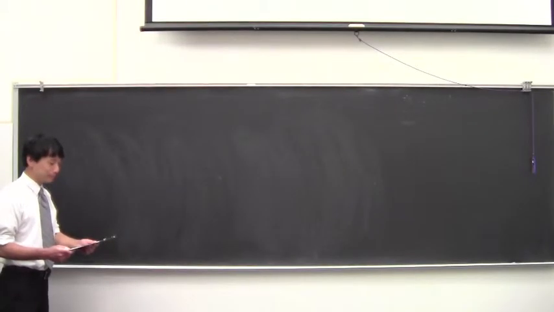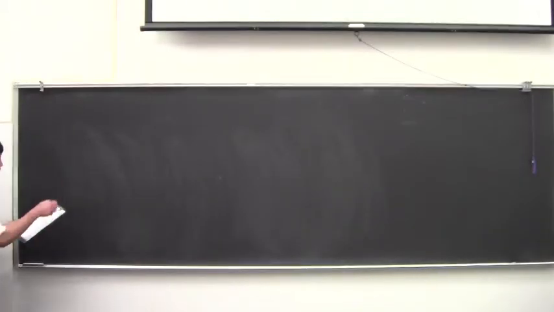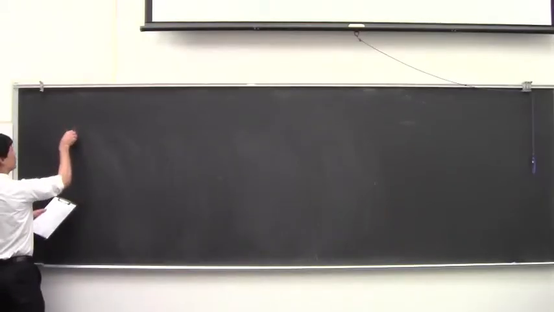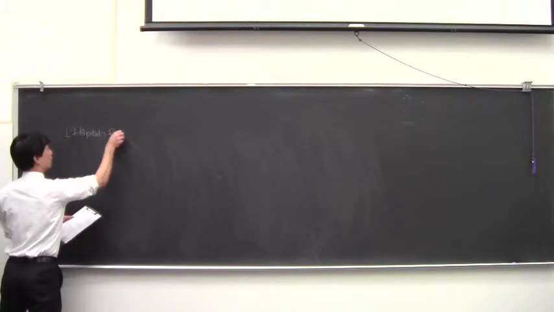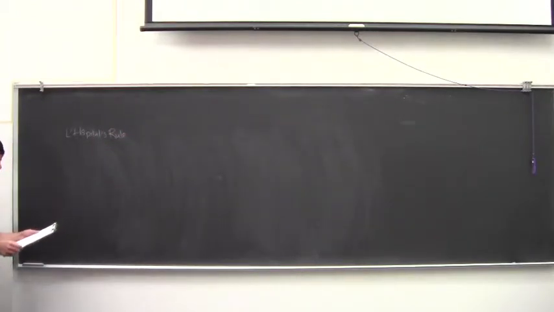Anyway, so okay, today we're going to be doing L'Hopital's rule. Was that 4.7? This is 4.7. So 4.7. We're skipping 4.6, which is just graphing, which I don't think is a useful skill at this point in history.